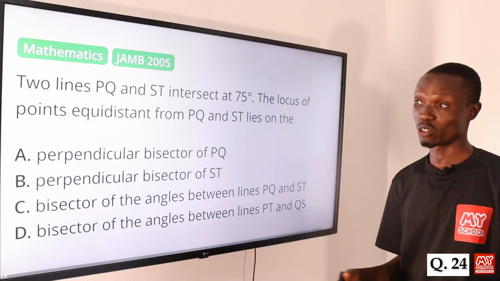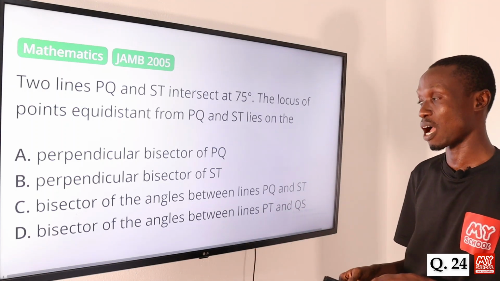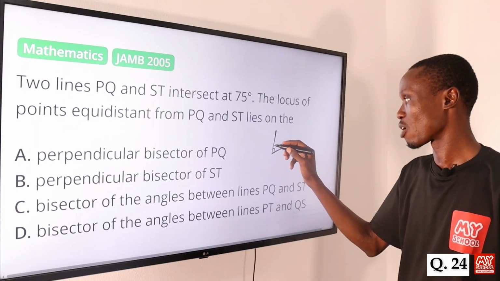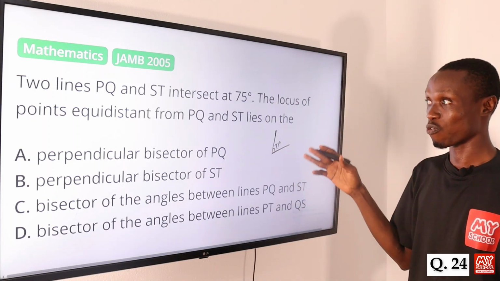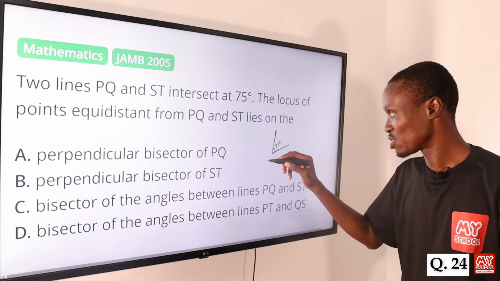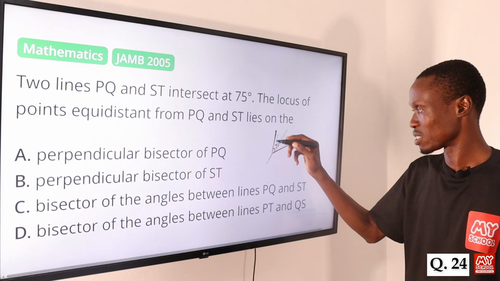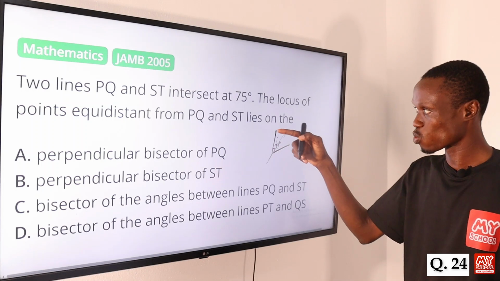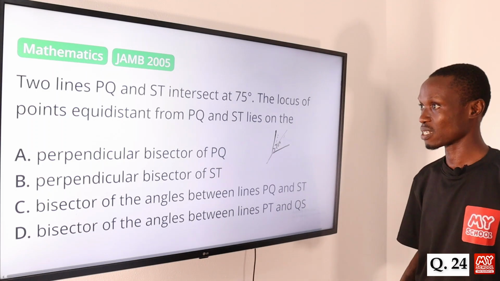PQ and ST. Okay, so these are simply theorems. When two lines meet, of course, they form an angle between them. So in this case, they form an angle of 75 degrees. So if you are looking for points that are equidistant from the two lines, the locus will be the line that actually shares the angle into two equal parts. So every point from this side and this side is equal in distance from this line that actually shares the angle that these two lines form. The line shares it into two equal halves. So that makes option C the correct answer to this question.